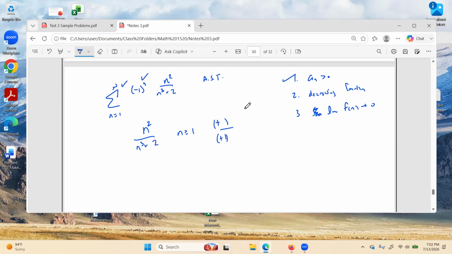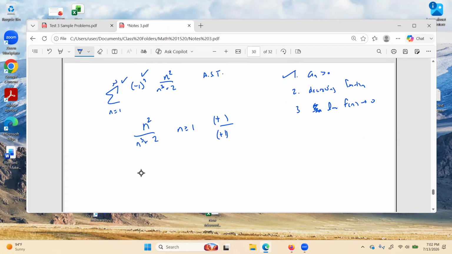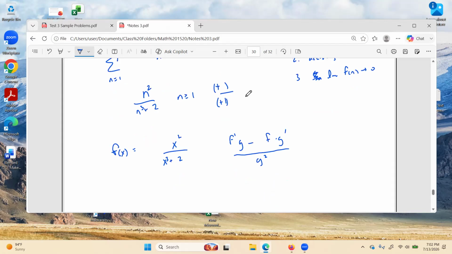Two, is it a descending function? So a decreasing function. What I'm going to do is go ahead and make an f of x equal to x squared over x cubed plus 2. And again, you can use the product rule, you can use the quotient rule. Okay, this time let's go ahead and try the quotient rule. Just going back and remembering the quotient rule is derivative of the first times the second minus the first times the derivative of the second, all over the second thing squared. Okay, so that's just going back and remembering how that actually works.